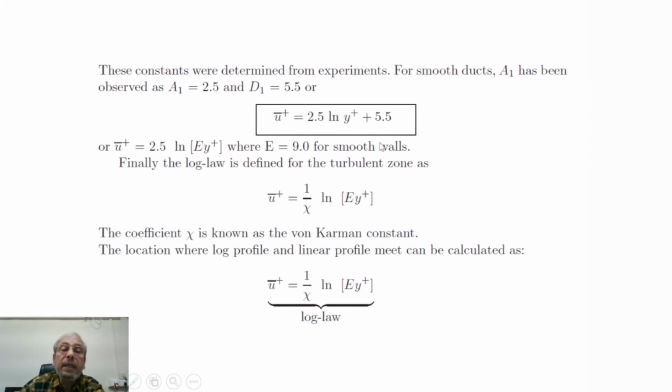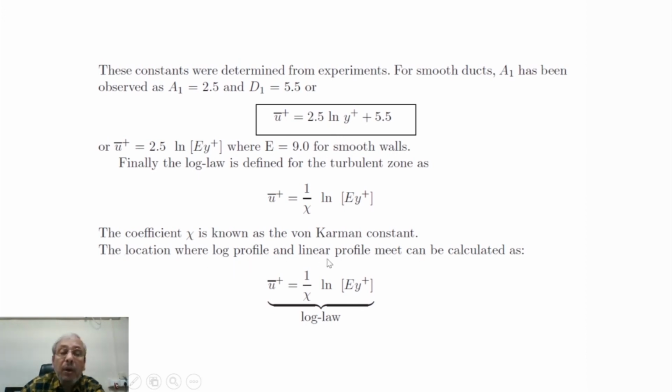Also, if we write it in a slightly different way, we can write ū plus equal to 2.5 ln E y plus. Instead of writing the constant separately, we can write the entire quantity in this bracket with ln, and then E will be 9.0 for smooth walls. Finally, the log law is defined for the turbulent zone as ū plus equal to 1 by chi ln E y plus. The constant chi is known as the von Karman constant.